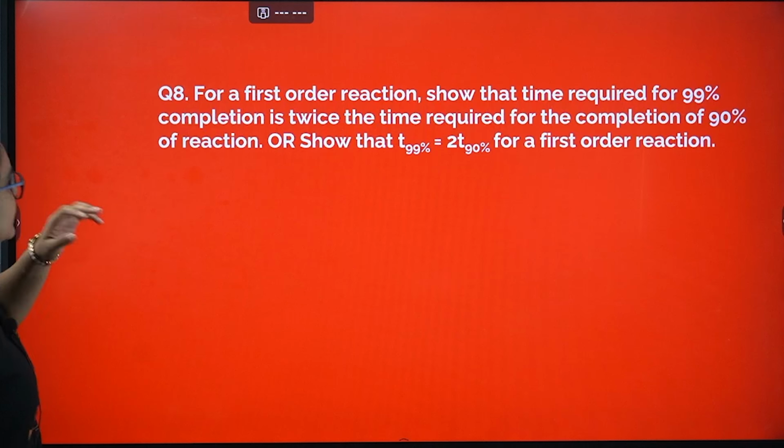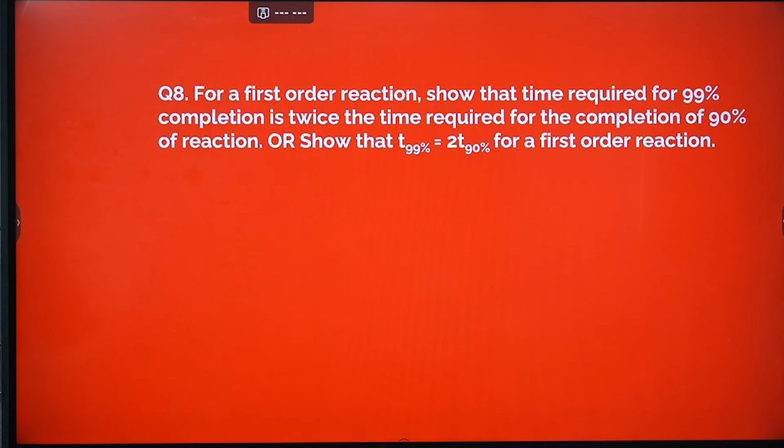Okay, next. For a first order reaction, show that the time required for 99% completion is twice the time required for the completion of 90% of the reaction, or show that T 99% is equal to 2 into T of 90%. Okay, so let's go ahead.